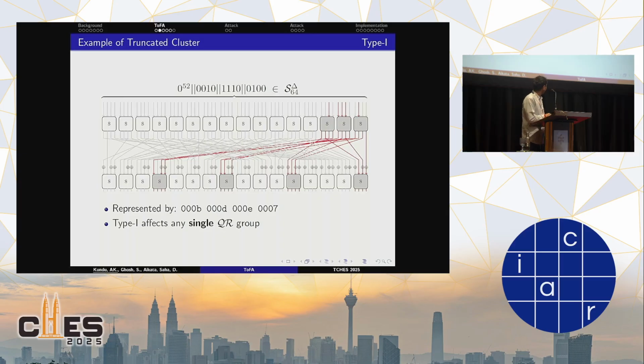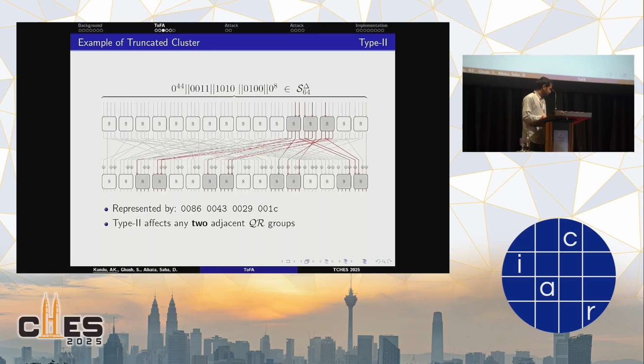In type 1, we are assuming the injected fault is first injected in one QR group only. So this is type 1, and after one round the total state can be represented by this. Here we can see this is 000B, which is written there. So this is the representation after one round.